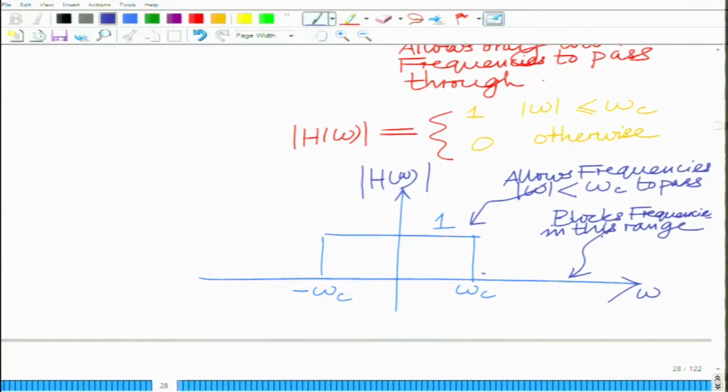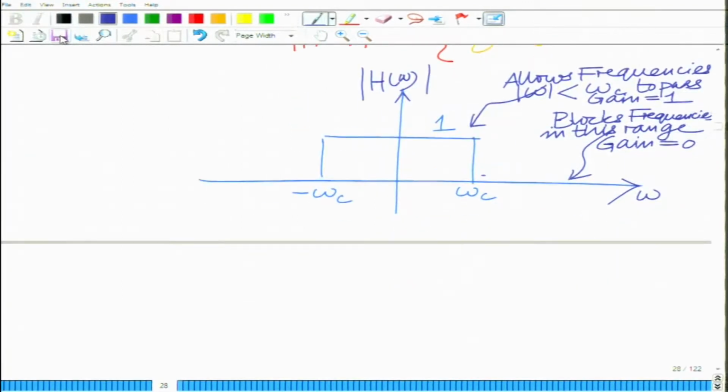It blocks frequencies in this range, with gain equal to 0, and in the pass band from minus omega c to omega c, the gain is equal to 1. Okay. And this quantity omega c is termed the cutoff frequency.